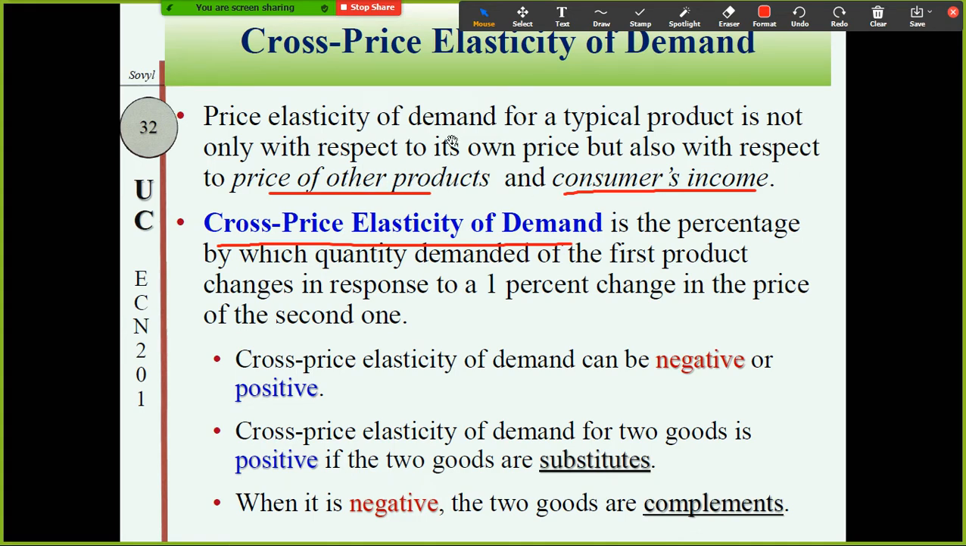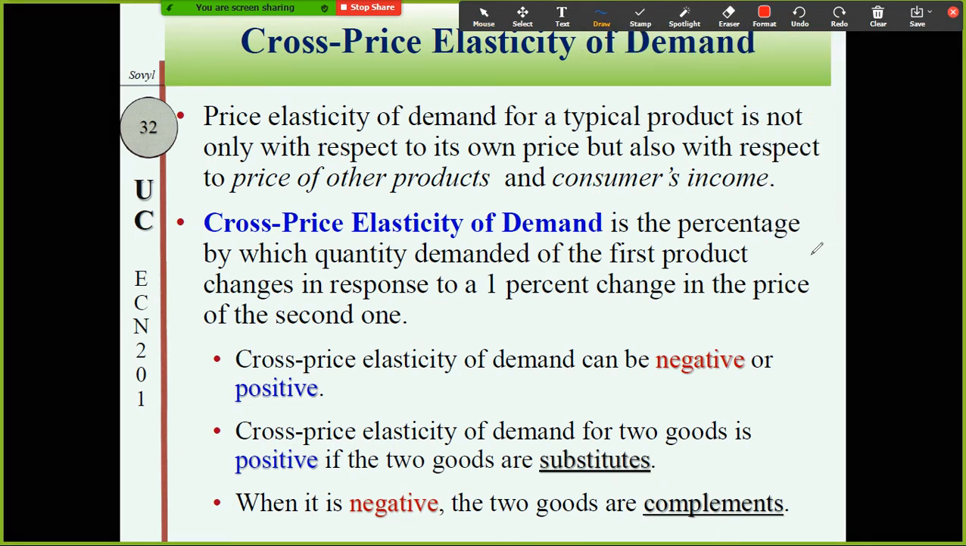Okay, so look at this one that we call cross price elasticity of demand. Cross price elasticity of demand is the percentage change by which the quantity demanded for the first product, for example X, responds to a 1% change of price Y. Okay, a 1% change of price Y.